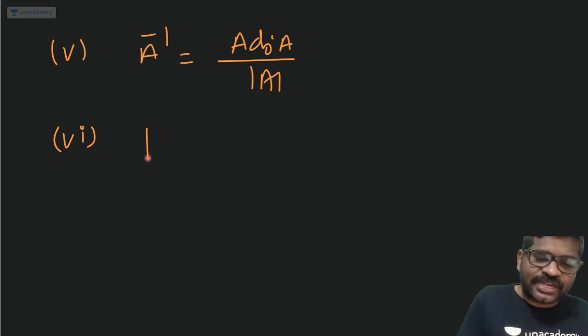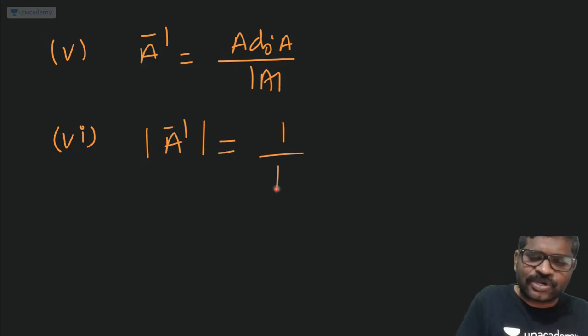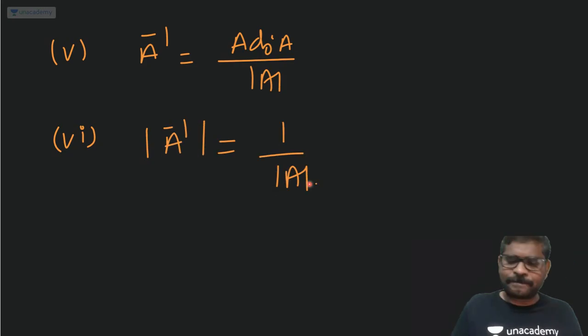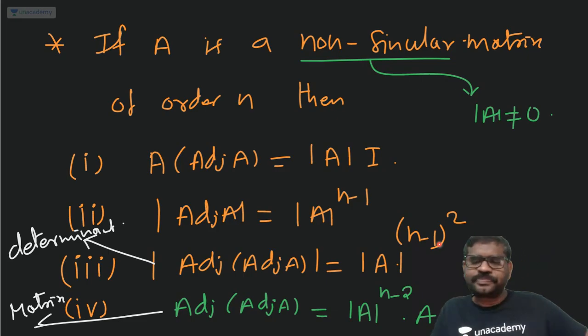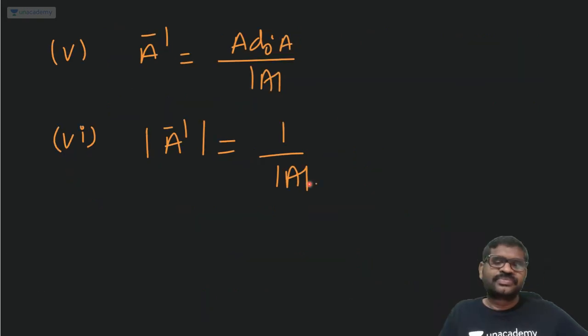Now, sixth property, determinant value of A inverse equal to 1 by det A, since A inverse equal to adjoint A by det A. Now I would like to explain what is adjoint of A, how to write adjoint of A.